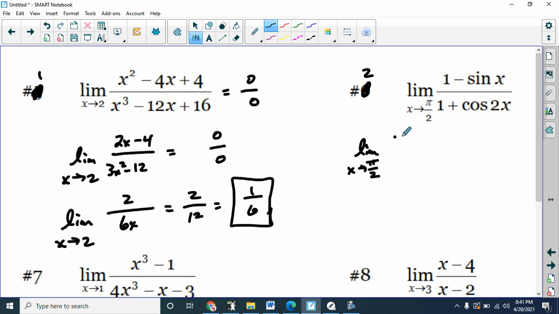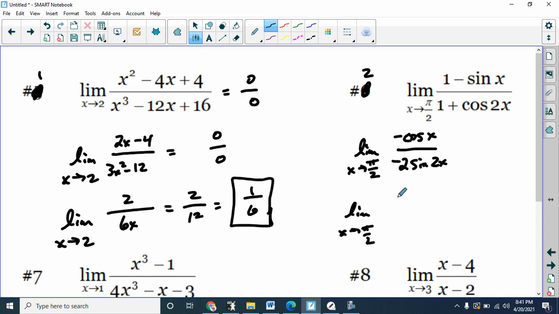Derivative of the top would be negative cosine x. Derivative of the bottom is negative sine 2x times the derivative of 2x, which is 2. Plugging in pi over 2 gives me 0. Sine of pi is 0. We're still in indeterminate form. We can do it again.